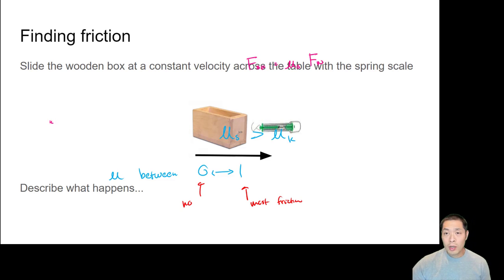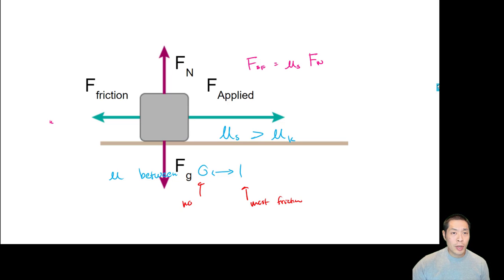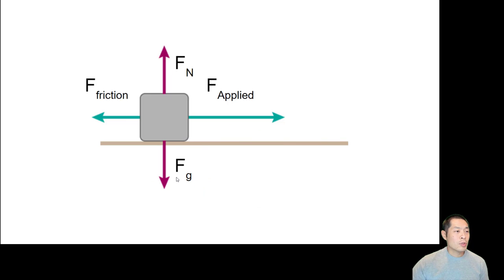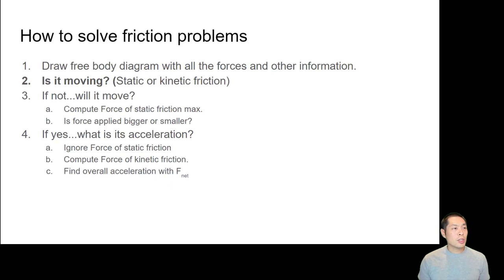Now, let's go back. Here's an example of what's going on. You have force gravity, force normal, force applied, and force of friction, and depending on what it is will determine what kind of friction it is, whether it's kinetic or static. Now, we're going to do some sample problems, and I want you to go through this.